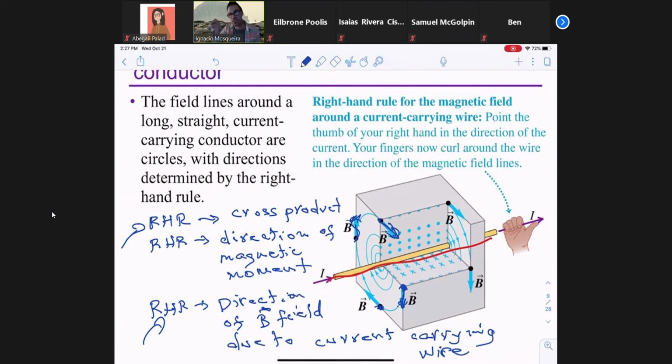So it's curling around the wire, and the thumb tells you how to think of that. The thumb points in the direction of the current, and the fingers curl around the direction of the B field, pointing in the same direction as the B field.